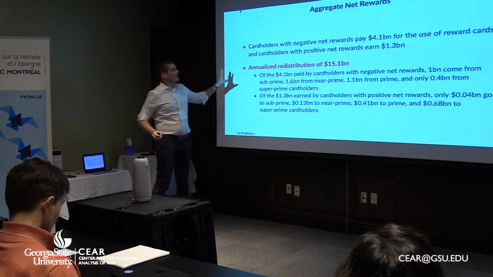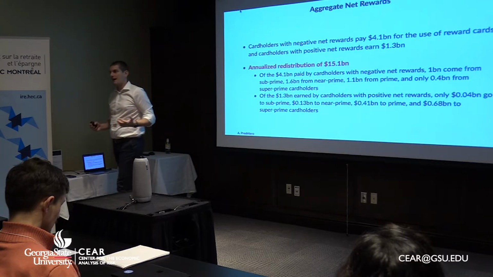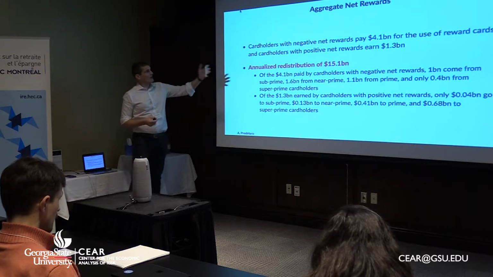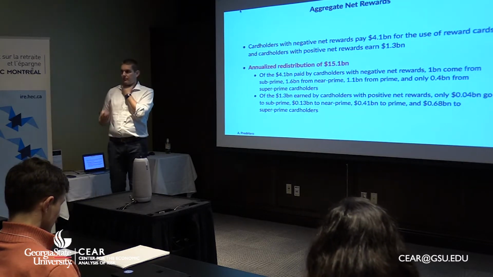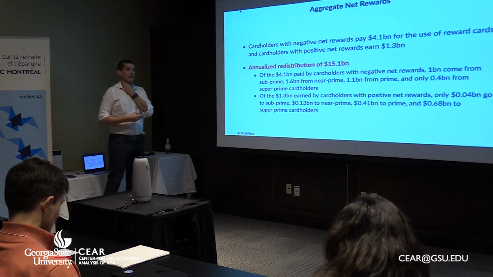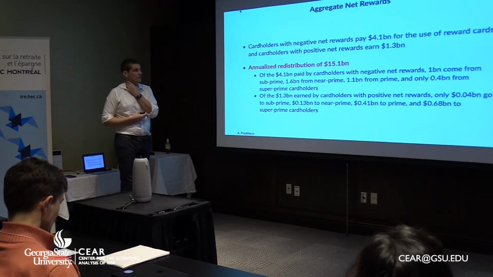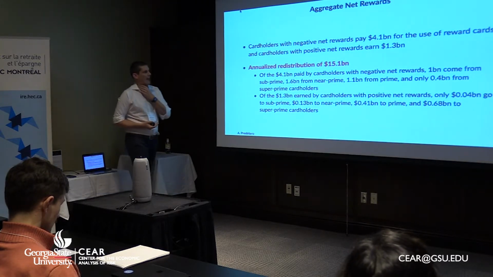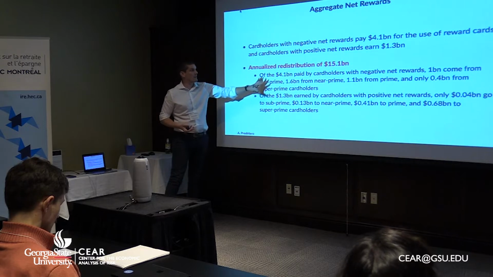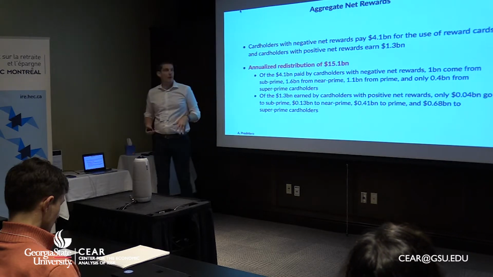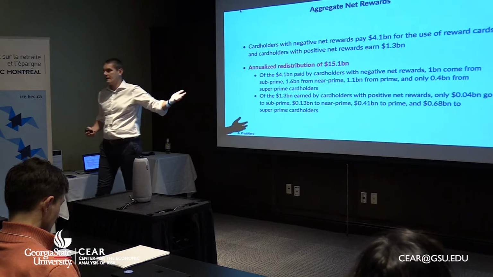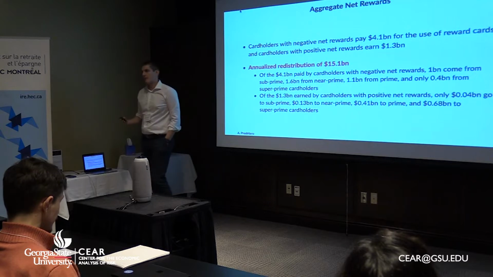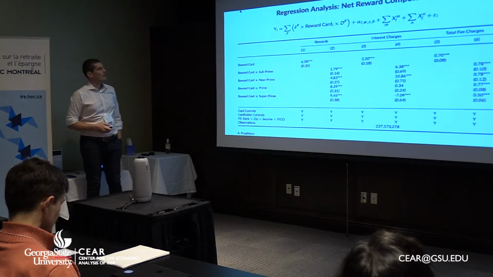When we aggregate up, we have this number, which is also annualized redistribution, about 15 billion. And you can see that there are cardholders with negative net rewards, who pay about 4 billion in a year using a reward card. And the ones who gain, the ones with net positive reward, earn about 1.3 billion. Clearly the difference is saved to the bank. And when we split this 4.1 and 1.3, we can see that the ones who pay tend to be the subprime and the near prime borrowers. The ones who gain tend to be the super prime and prime borrowers, cardholders.